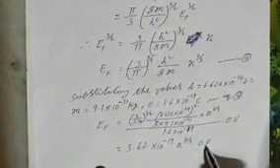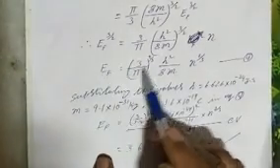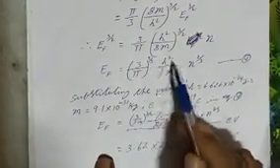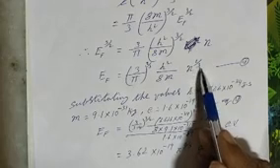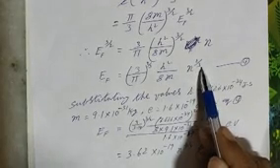This is very important for problems. This value, EF equal to (3 by pi) whole power 2 by 3 into h square by 8m into N power 2 by 3, is also very important for objective type questions and problems. Okay.